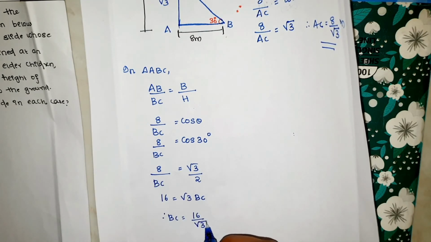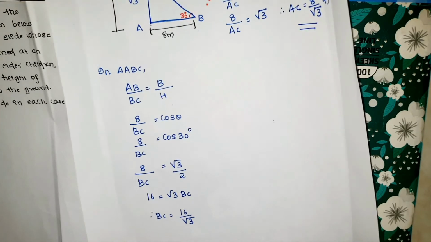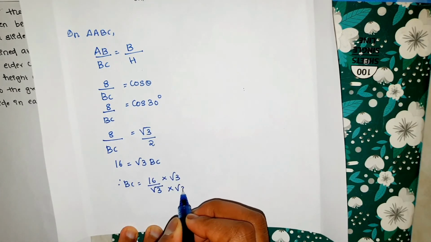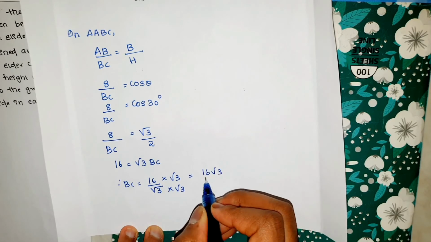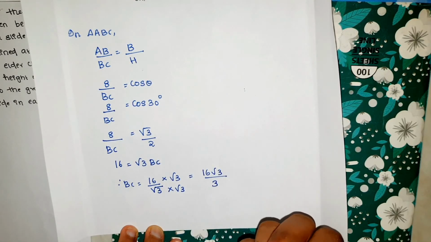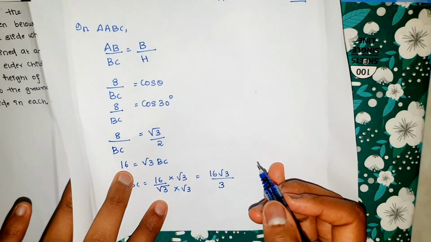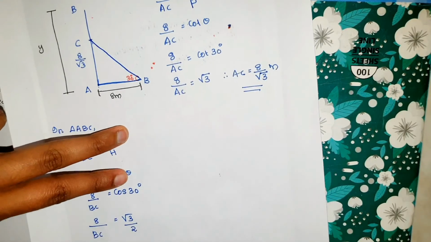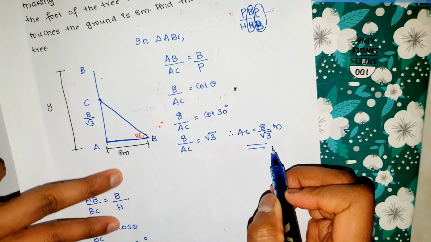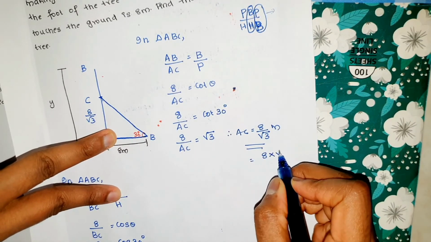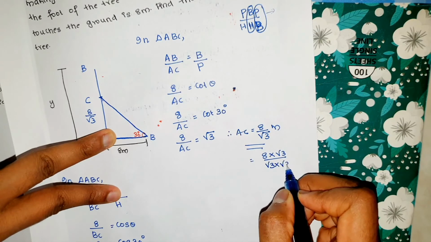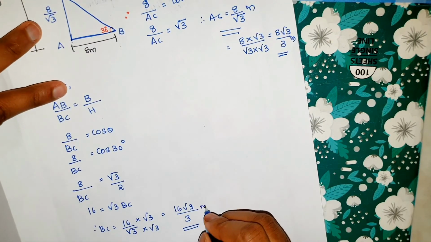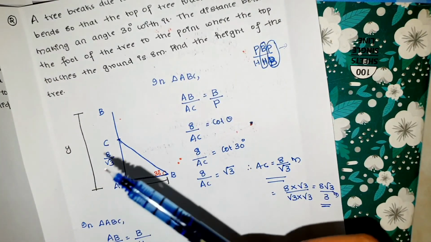So students, if an irrational number is coming in the denominator, we have to change it. How can we change it? We can multiply numerator and denominator by root 3. So this will become 16 root 3 by root 3 into root 3 is 3. Okay, so what is our answer? 16 root 3 by 3. Here also at the denominator it is root 3, so here also we can multiply by root 3 by root 3. So it is 8 root 3 by 3 meter. Okay, so we got BC and we got AC.